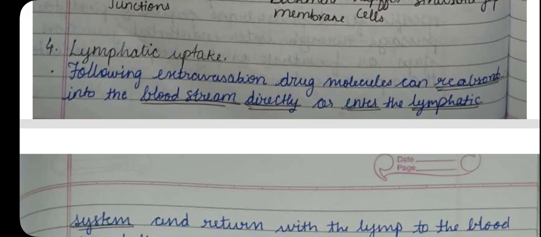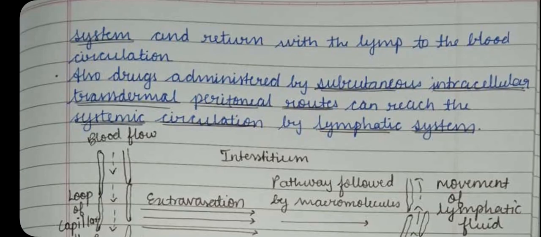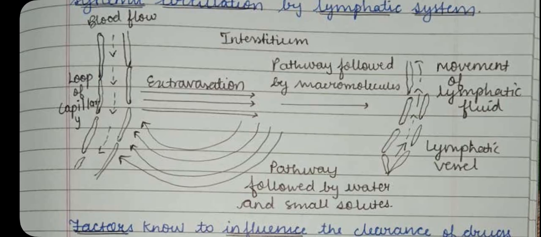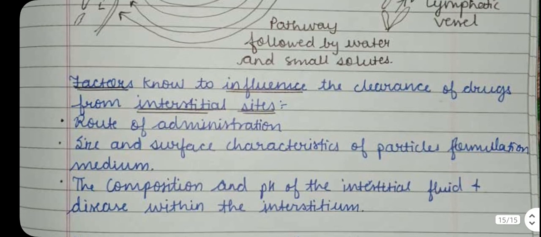Following extravasation, drug molecules can reabsorb into the bloodstream directly or enter the lymphatic system and return with the lymph to the blood circulation. Also, drugs administered by subcutaneous, intracellular, transdermal, or peritoneal routes can reach the systemic circulation by the lymphatic system. Here is the loop of capillary, then the blood flow, extravasation, the pathway followed by the macromolecules, the pathway followed by water and small solutes, and here is the lymphatic vessel. From here the movement of fluid, lymphatic fluid, is happening.